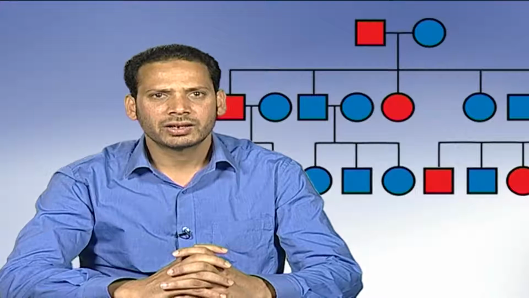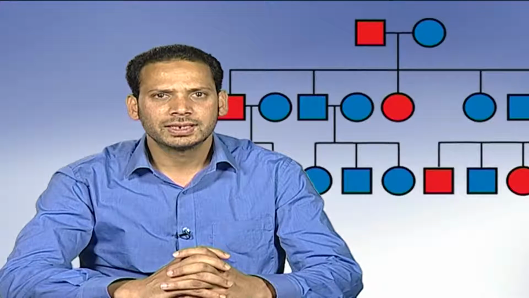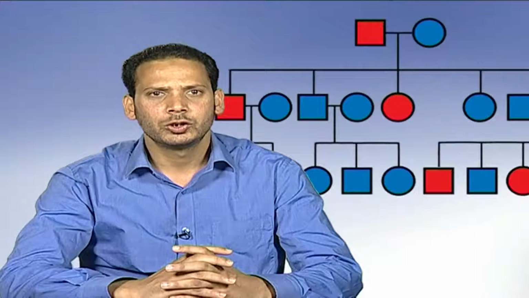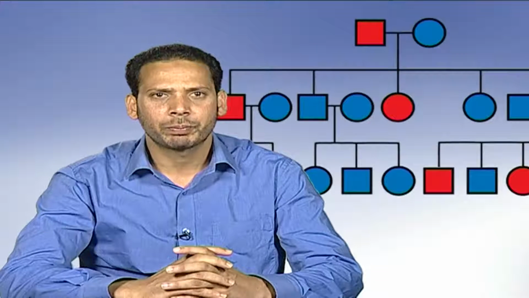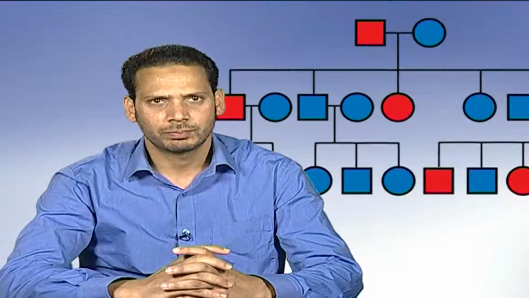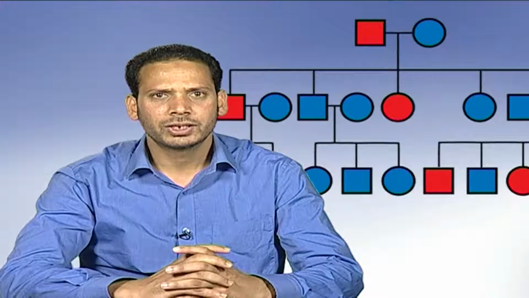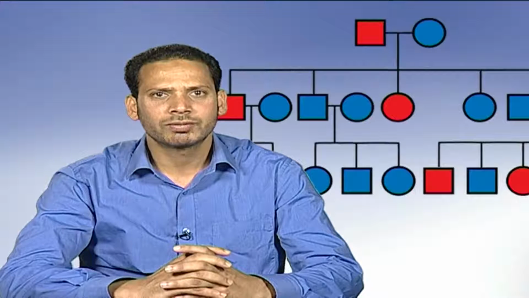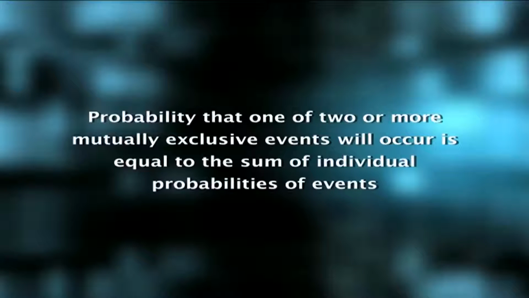Now, how the sum rule can be used to predict the occurrence of mutually exclusive events. Now that we have an understanding of probability, we can see how mathematical operations using probability values allow us to predict the outcome of genetic crosses. Our first genetic problem involves the use of the sum rule, which states that the probability that one of two or more mutually exclusive events will occur is equal to the sum of the individual probabilities of the events.